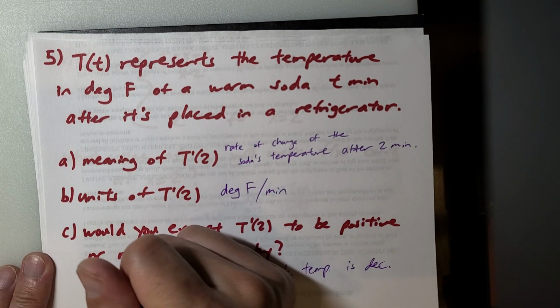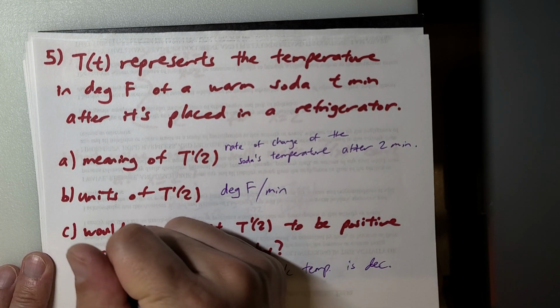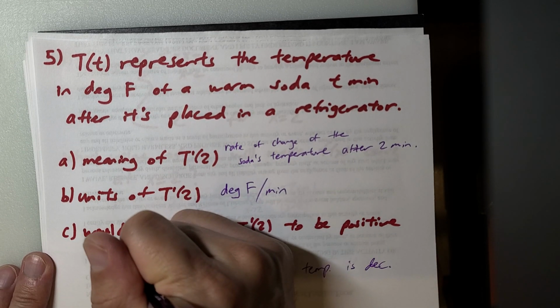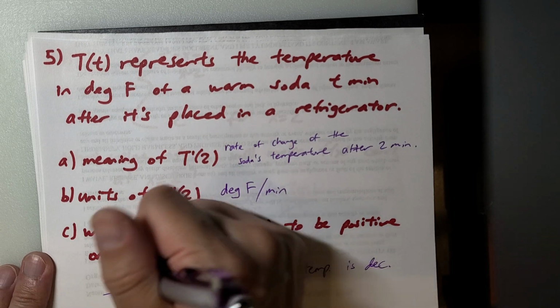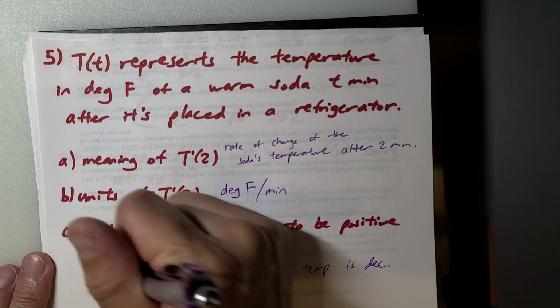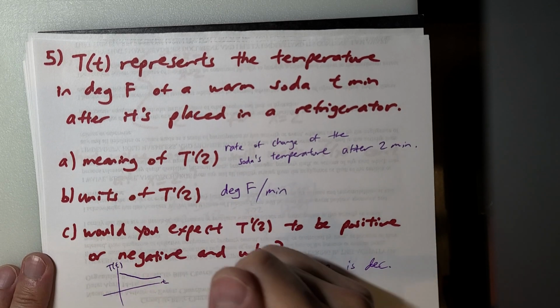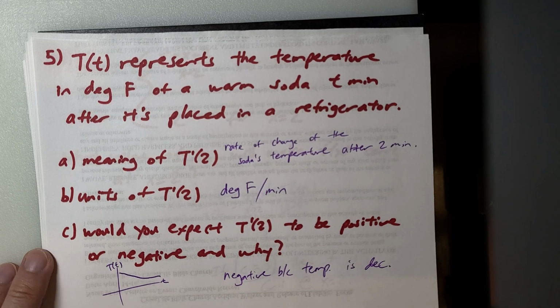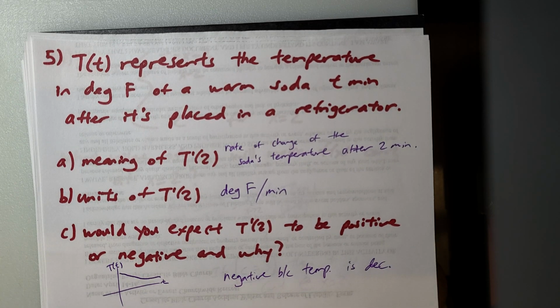We can even draw a simple graph. For example, this is T of t, the temperature of the soda, which should gradually decrease. T prime of 2, remember, T prime is the slope of the tangent line, or the derivative is also the slope of the tangent line. If you interpret it graphically, the slope is always negative. So that's another way to get to this answer.